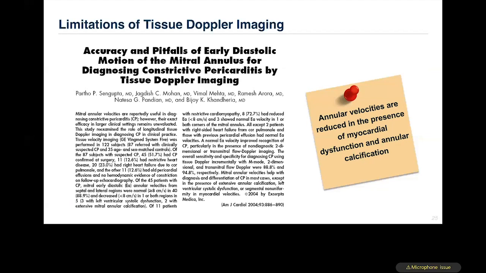However, if you just look into early diastolic velocities alone, there can be some challenges.